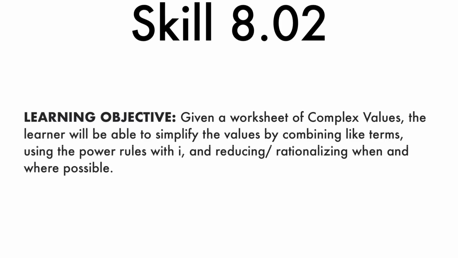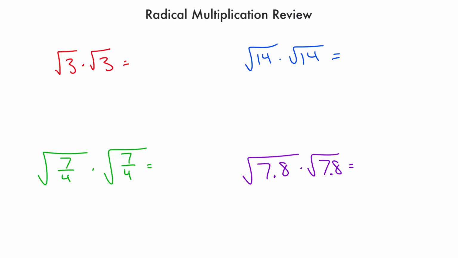In section 2 of chapter 8, we are going to be simplifying complex values that will help us initialize our investigation into complex numbers. So, let's do this. First, I want to review a concept that, again, feels like a no-brainer statement, but it's going to unlock the ability for us to start investigating more complex ideas.